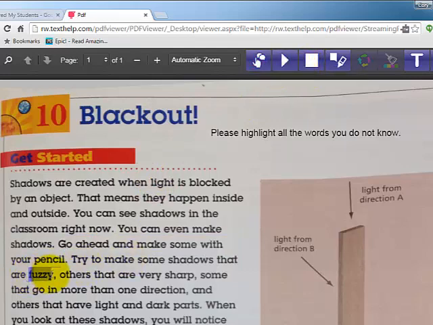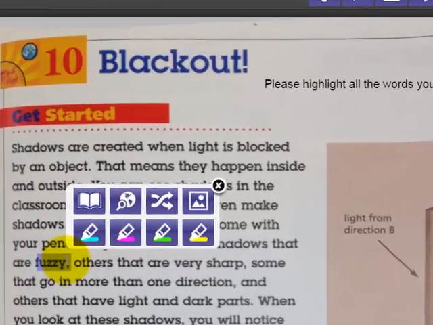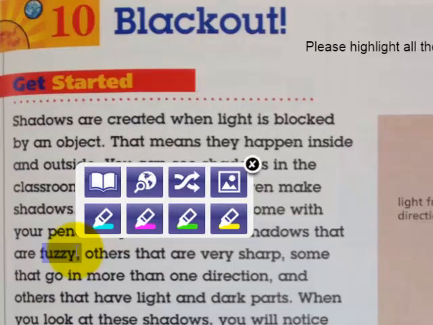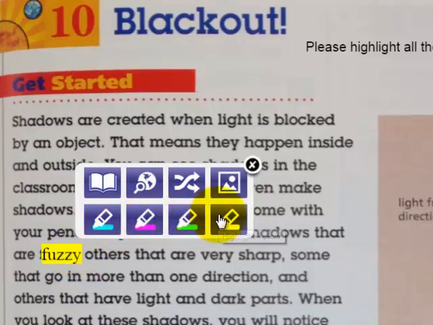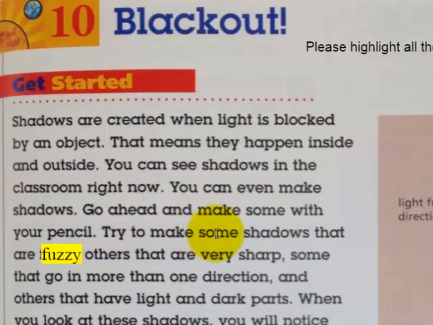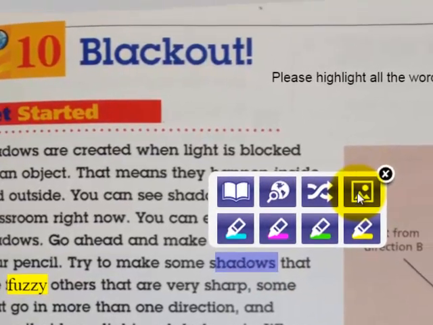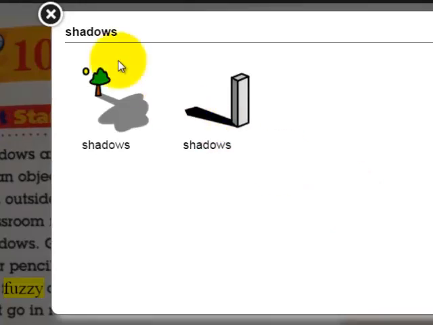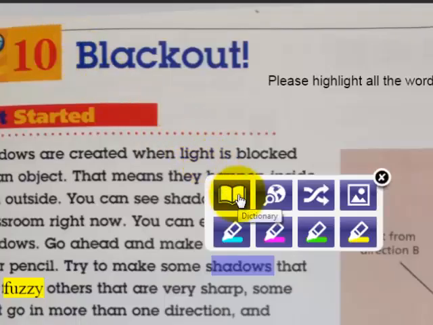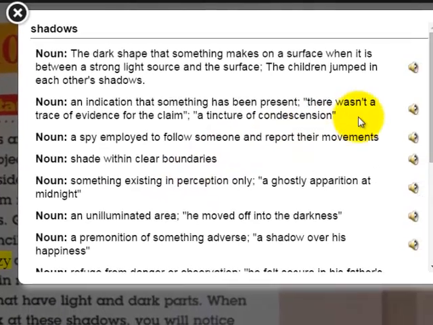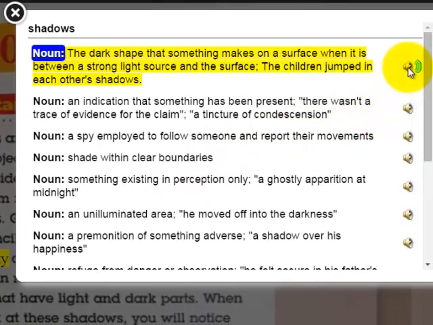When a student selects a word or a block of text, a pop-up menu will appear. On the menu, there are a number of tools, such as a set of colored highlighters. Students can also highlight a word and then click the picture icon for a picture dictionary. There is also a traditional dictionary, and the definitions of the word are read aloud to the student.